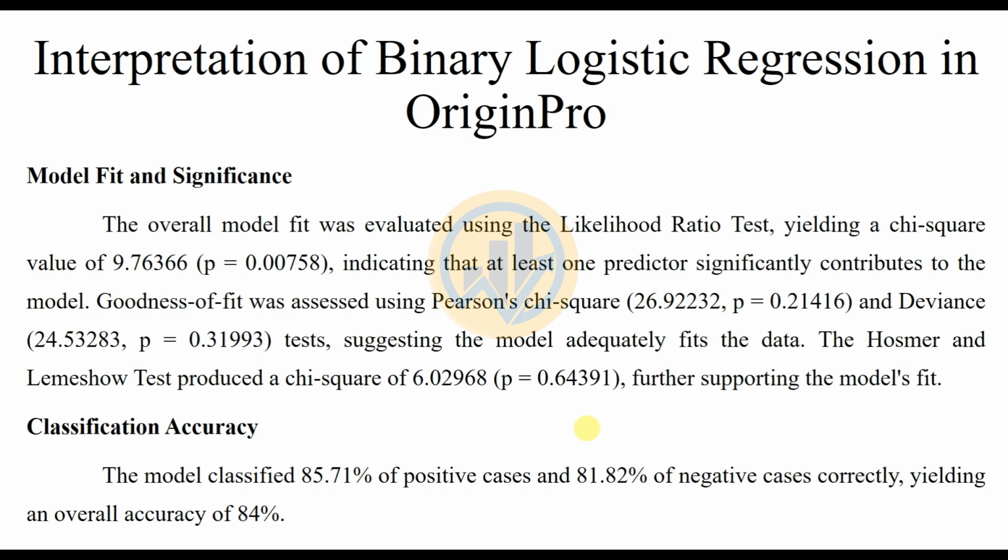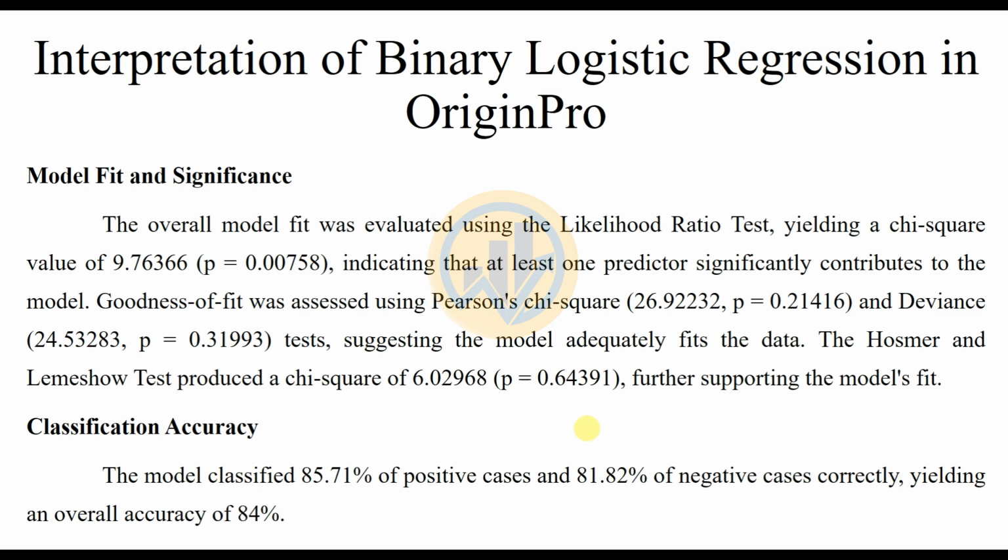Model fit and significance. The table is not presented for this section. If you want this table, see the previous video on binary logistic regression. The overall model fit was evaluated using the likelihood ratio test, yielding a chi-square value of 9.76366, p equals 0.00758, indicating that at least one predictor significantly contributes to the model.